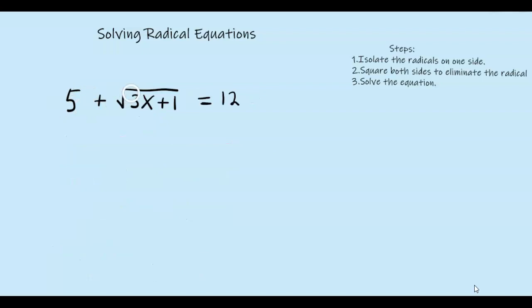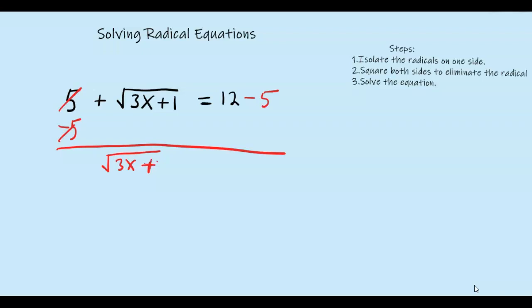We have 5 plus the square root of 3x plus 1 equals 12. We are still using our steps. At the first step, we have to isolate the radical on one side. We have 5 here, so we need to get rid of it. We have to apply the opposite. So here we will subtract 5, because 5 minus 5 will be 0. We have to repeat the same thing here. If we do that, this turns into 0. The square root of 3x plus 1. 12 take away 5 will give us 7.